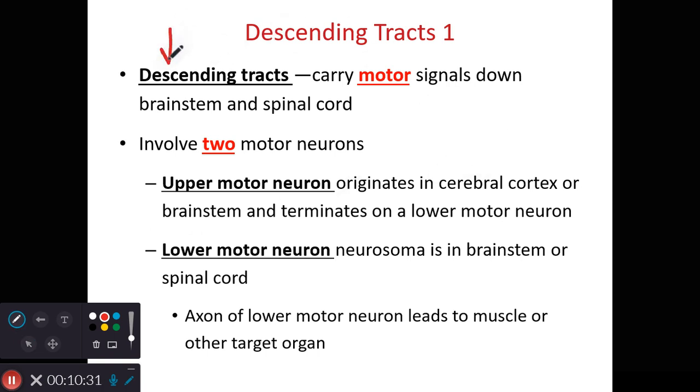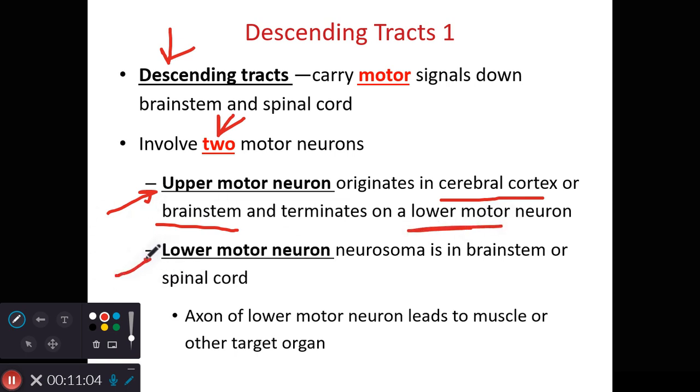As we're looking at those descending tracts that carry motor signals, signals to muscles and glands, down or inferiorly from the brainstem and spinal cord, there are typically going to be two neurons. The upper motor neuron is going to start in the motor cortex or cerebral cortex. Occasionally, it starts in the brainstem, depending on if we're looking at something that has voluntary versus involuntary control. And then that upper motor neuron typically is going to go the length of the spinal cord and terminate at the lower motor neuron.